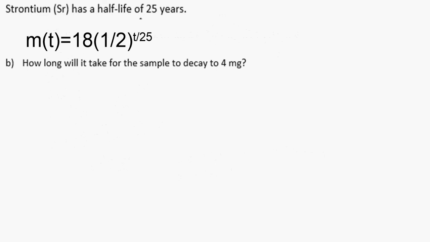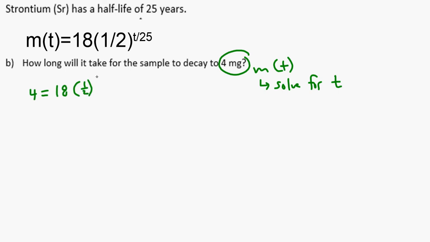How long will it take for this sample to decay to 4 milligrams? So this right here is actually going to be my M of T. So what do I want to solve for? I want to solve for T. So this is going to require a little bit of some new math here. There's my equation. Let's plug in my 4. So here I'm going to have 4 is equal to 18 times 1/2 to the exponent of t over 25.